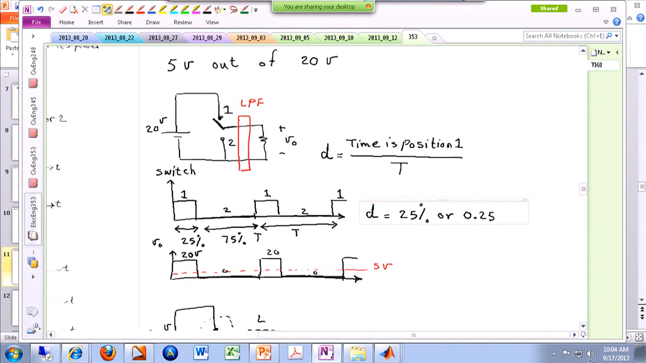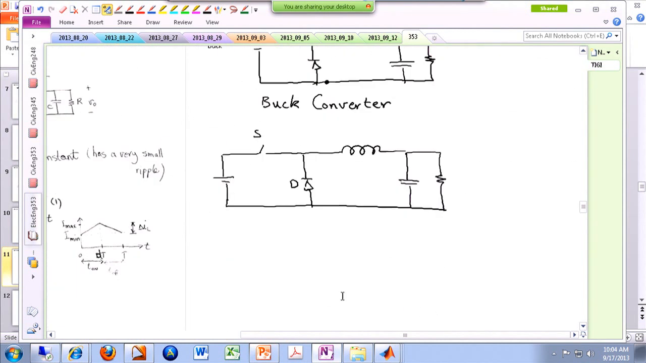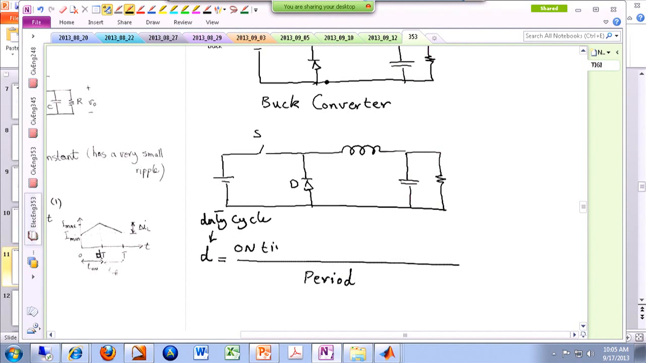All right? You can redefine this definition, because here we have position number 1 and 2, but down here we just have a switch and a diode. So I'm just going to redefine this definition that we just had. Duty cycle, D, so D is the duty cycle, is defined as: in the denominator we have 1 period, and in the numerator we have the on time of the switch in each period. All right. Or technically you can argue that this is T on over 1 entire period.